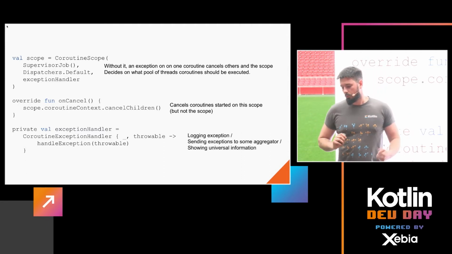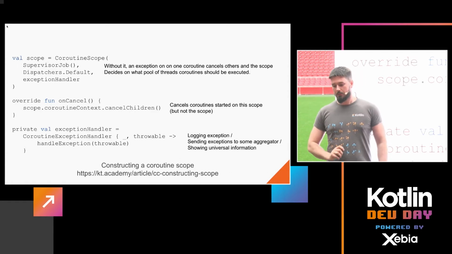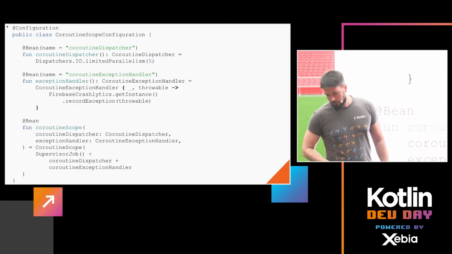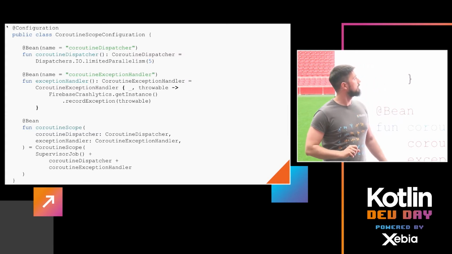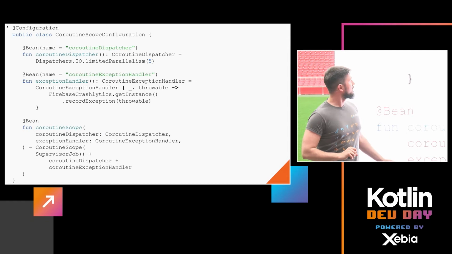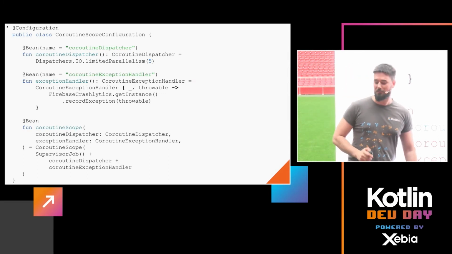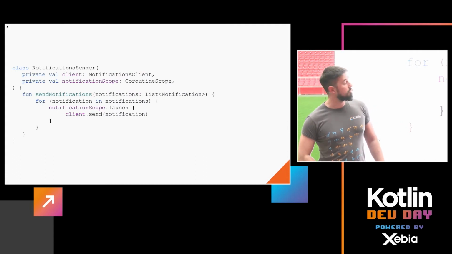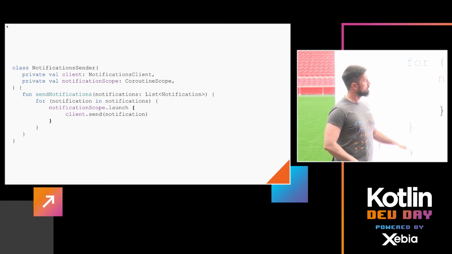Okay, so we have a scope. On this scope, we can start coroutines. About constructing a scope, there is also a published chapter. So on backend, on Spring, it often looks like that. You define a bean with a dispatcher, with an exception handler, and you create a scope. That should be clear for backend developers. It's probably not for Android developers here. And then you just inject it, and you can use it to launch your coroutines.